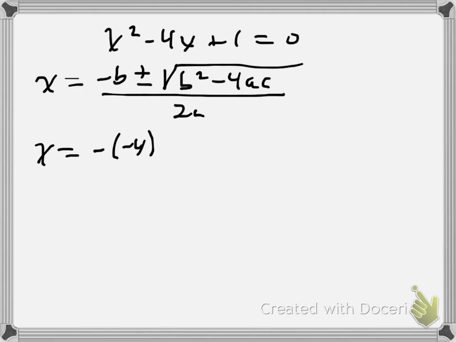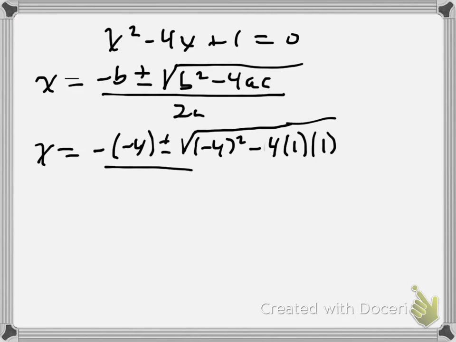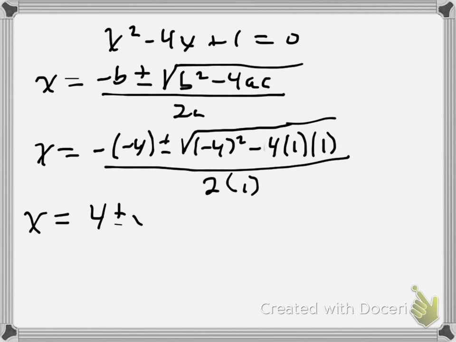And so I'm going to have x equaling negative 1 times negative 4 plus or minus the square root of negative 4 squared minus 4 times 1 times 1, all over 2 times 1. And so this is going to equal 4 plus or minus the square root of 12 all over 2.